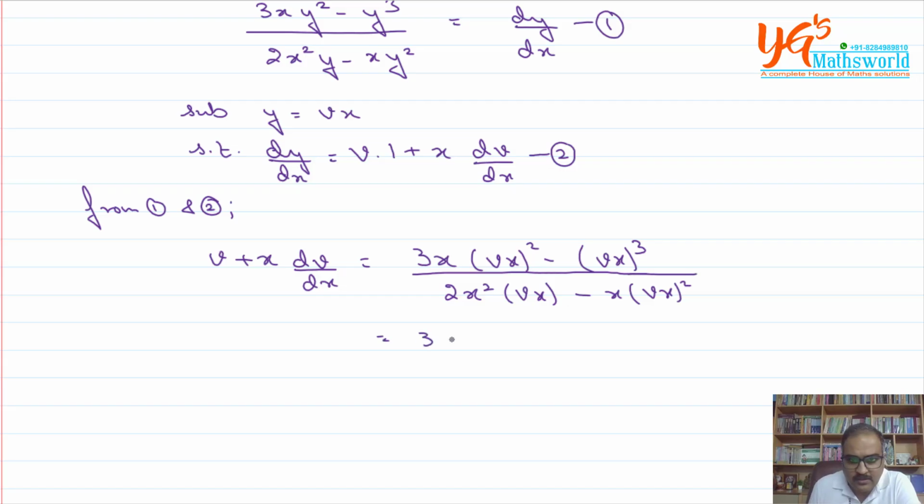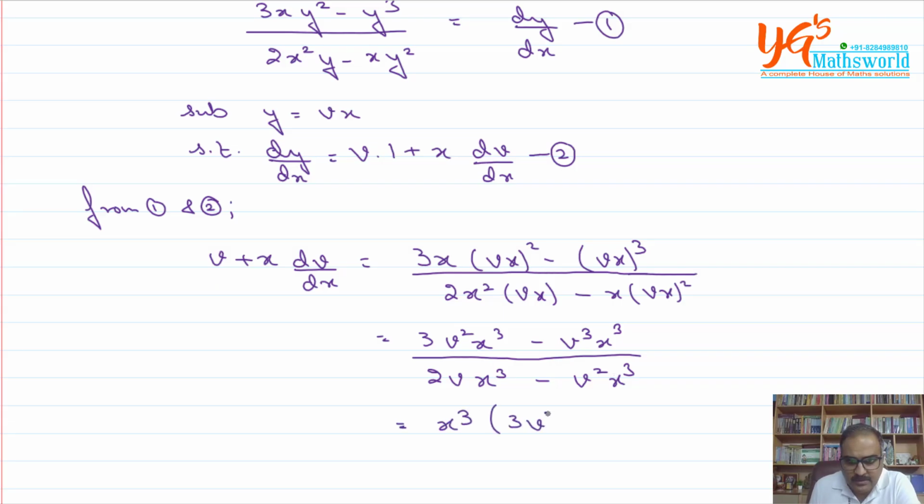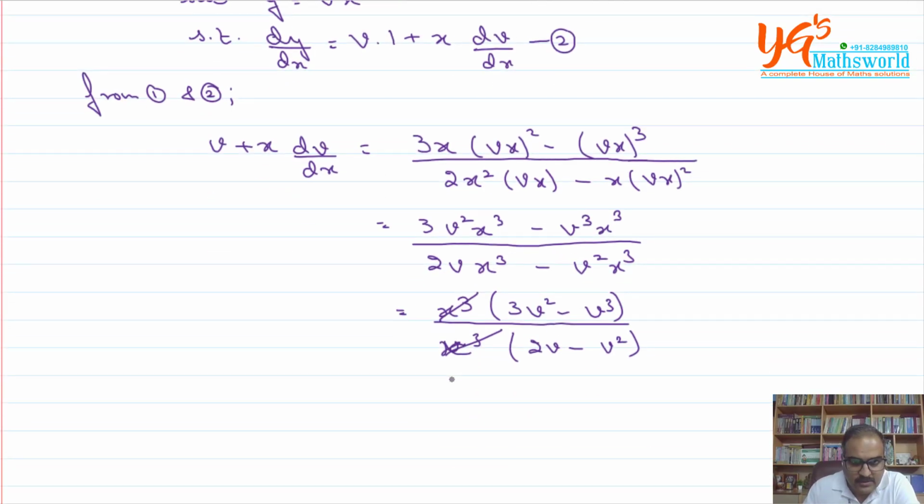So 3v square x cube minus v cube x cube divided by 2v x cube minus v square x cube. I can take x cube common. It will be 3v square minus v cube divided by 2v minus v square. So the x cube terms cancel out.